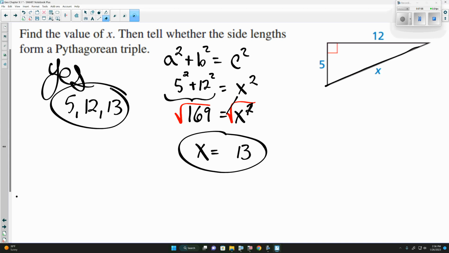All whole integers, all integers, 5, 12, 13. So yes, it is a Pythagorean triple. Any other questions on this here?